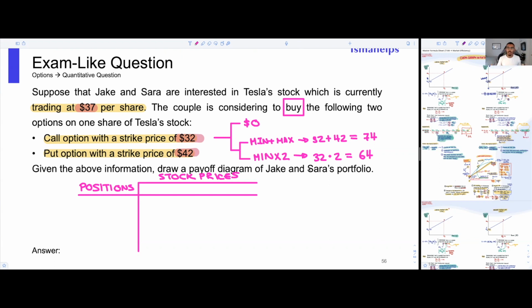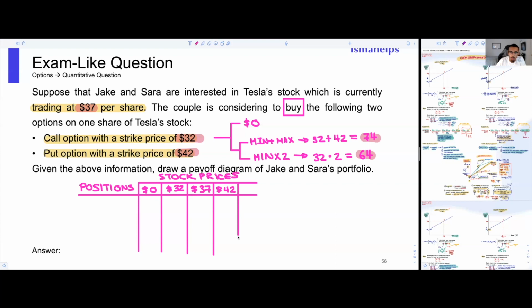Hopefully that was clear. Now that we have all of our values, we can plug them into our payoff table. We're going to plug in our columns. It's going to be the next step here. So we're going to have $0, that's one column. We're going to have $32, that's another column. We're going to have $37, that's another column. We're going to have $42, that's another column.